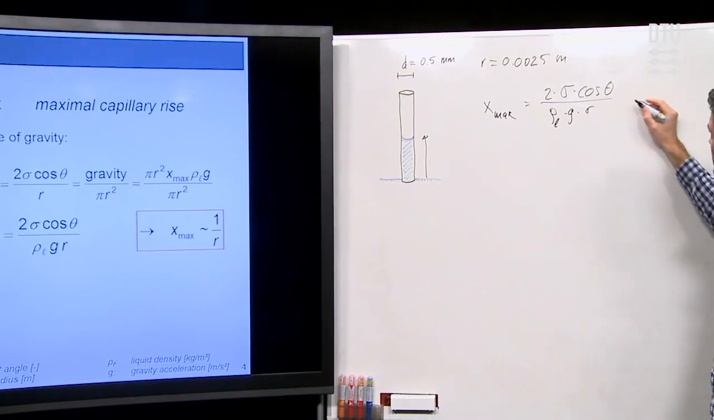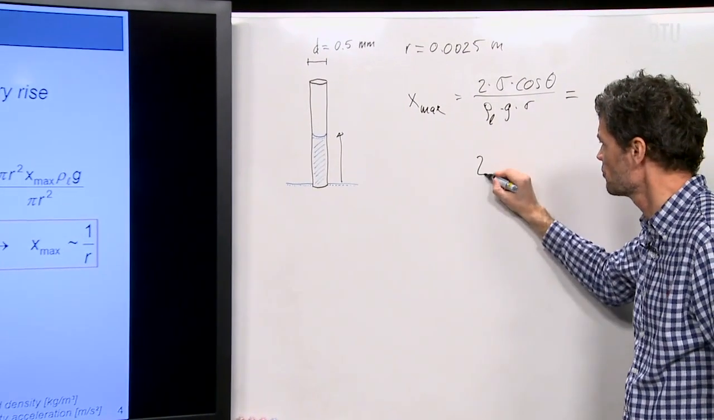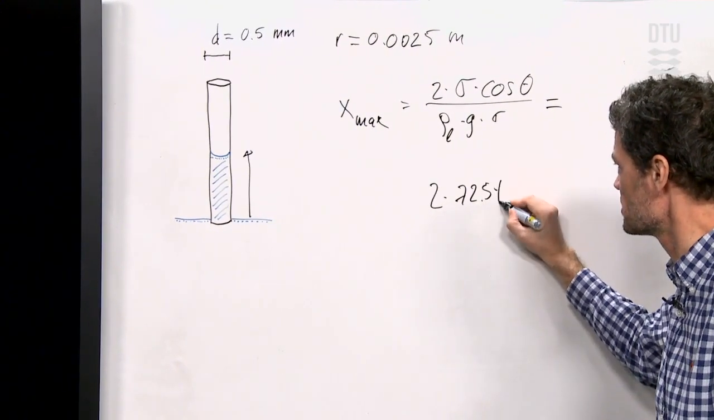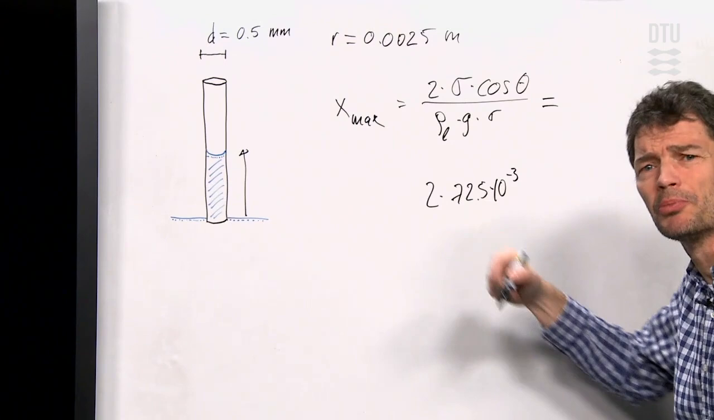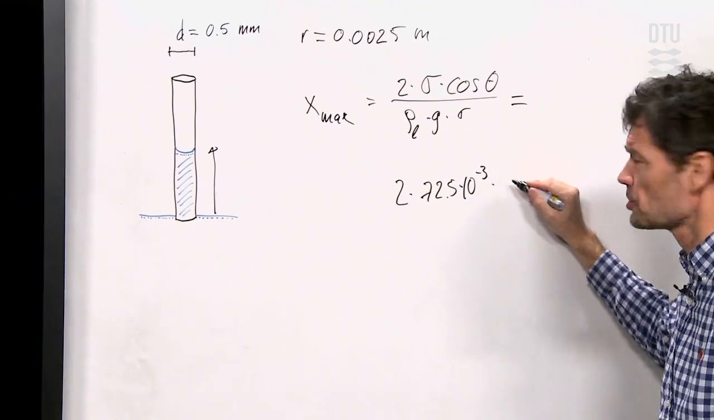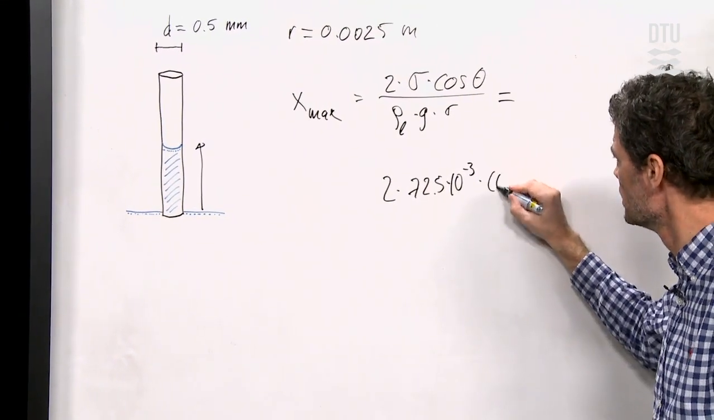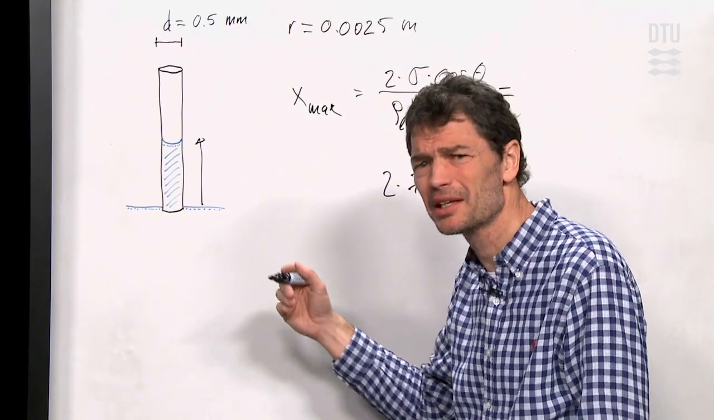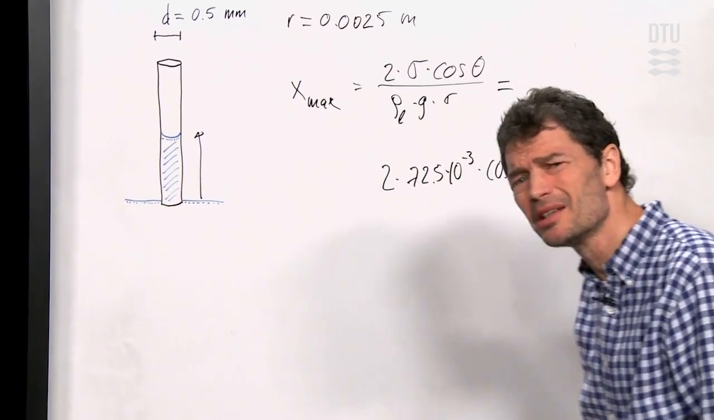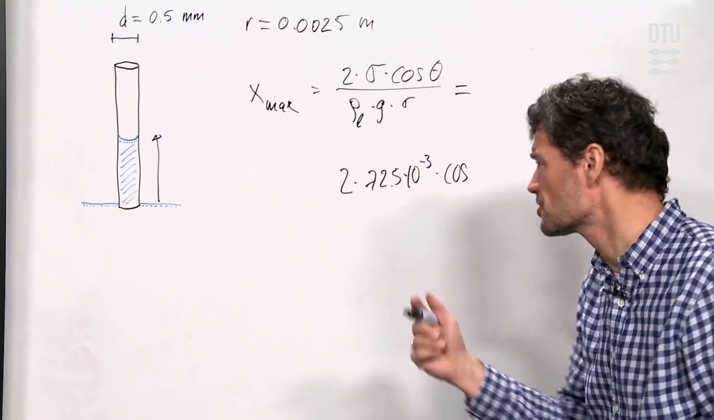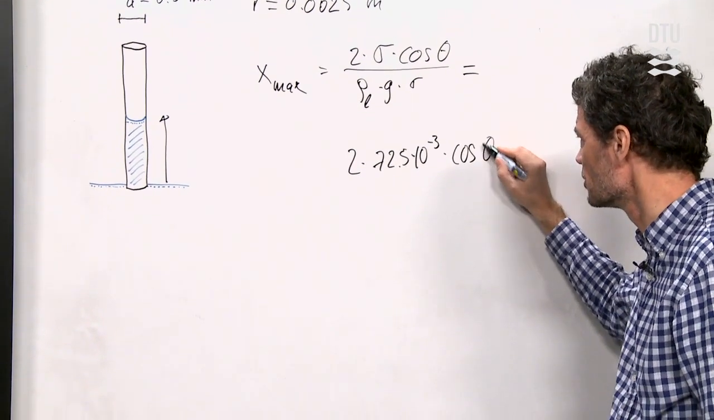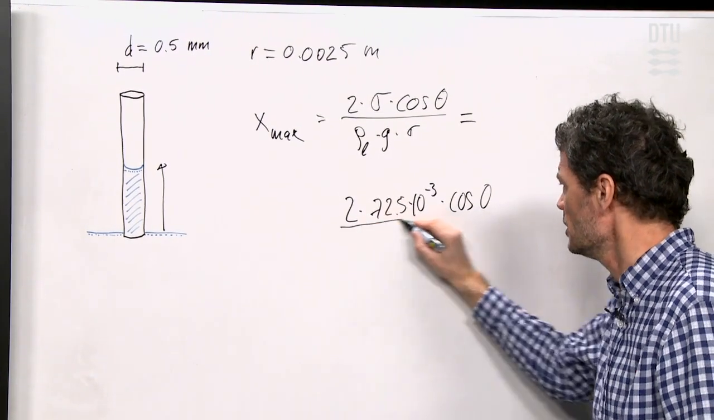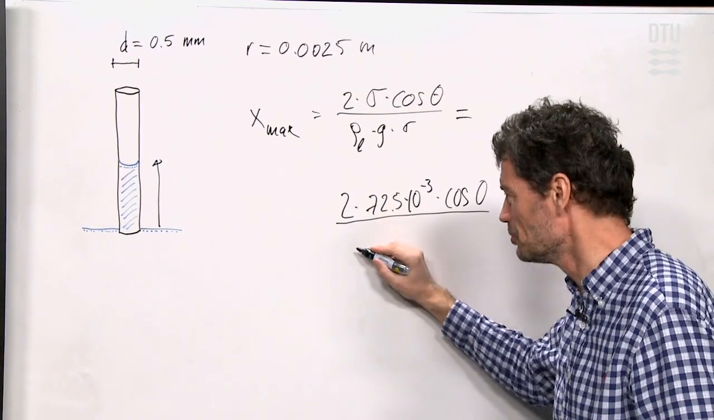So for this we can insert numbers. We had from the previous slide that sigma is 72.5 times 10 to the power minus 3 Newton per meter. I don't write the units, we use all SI units. Cosine theta, but what is theta? We have not talked about that, but it was the contact angle. What value can we assign? If we don't know anything better, let's assume that theta is 0. That means cosine theta becomes 1. That's if we don't know any better, and normally we do not.